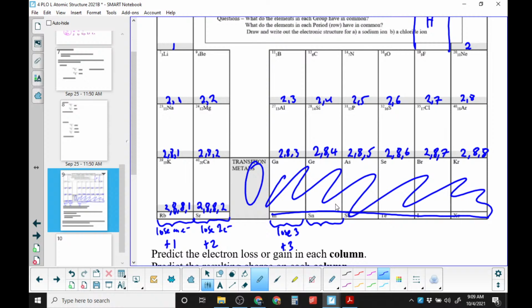That would be unfair. But I will give you a hint. The hint is you just have to say whether it would gain 4 or lose 4. Either.